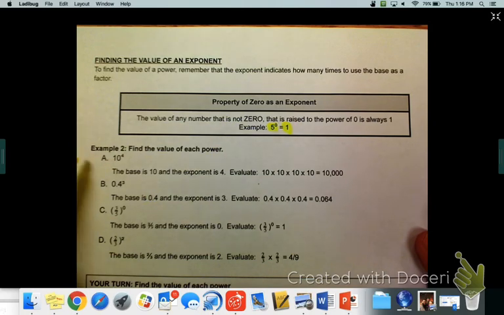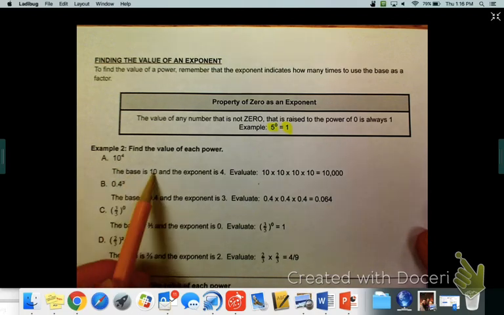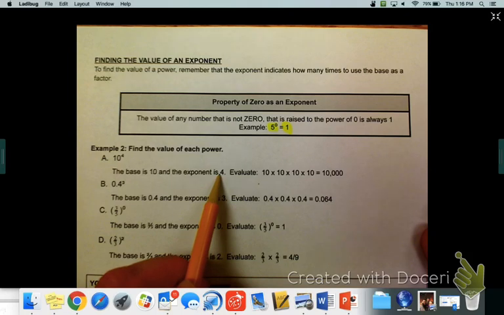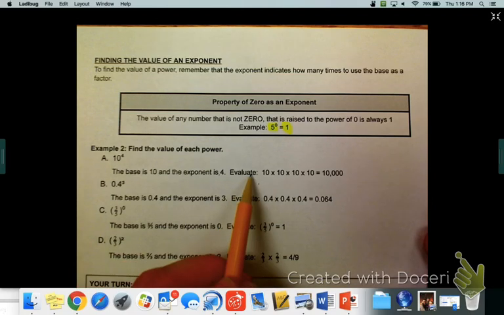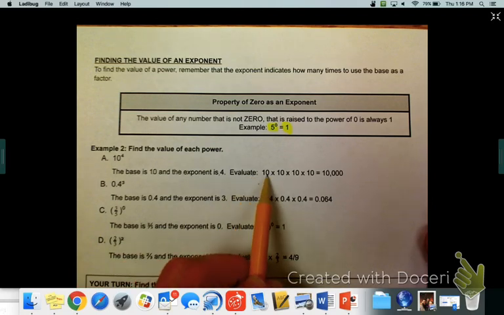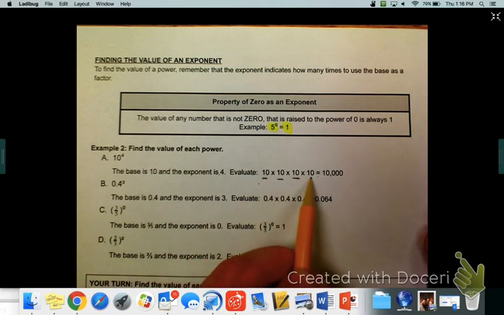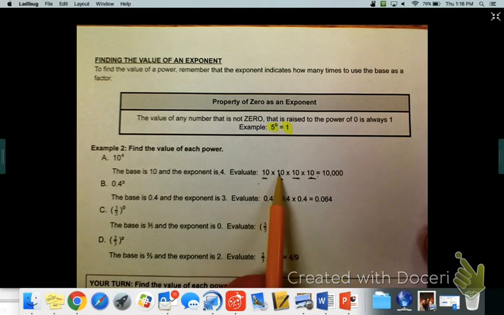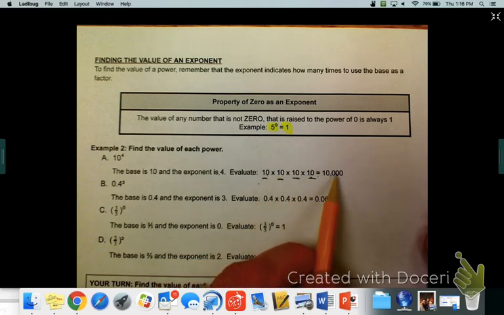Let's look at example 2. We're going to find the value of each of these powers using repeated multiplication. So A says 10 to the 4th power, which tells me my base is 10 and the exponent is 4. To find out what the value of this exponent is, I'm going to have to show repeated multiplication. I take base of 10, 10 times 10 times 10 times 10. There are 4 10s there. That's what my exponent tells me. And then I use multiplication to get the answer of 10,000. In this particular case, I also know that there's 4 zeros, which my answer would then have 4 zeros.